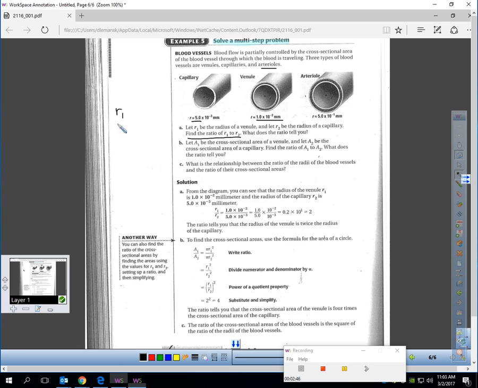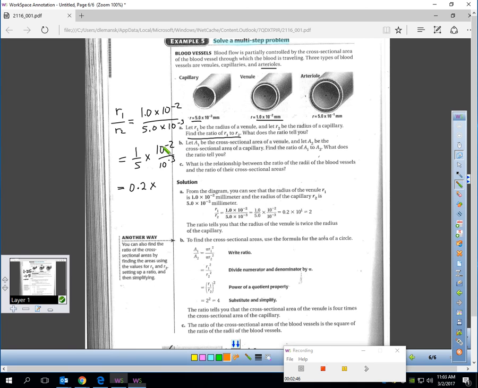So R1 over R2. R1 is the venule, which is 1.0 times 10 to the negative second, and R2 is the capillary, which is 5.0 times 10 to the negative third. So what I just showed you in the previous slide, I'd have 1 over 5 times 10 to the negative second over 10 to the negative third. 1 over 5 is 0.2 times, here I have the same base. Do you notice the same base? I should be able to subtract. Negative 2 minus negative 3 is positive 1.